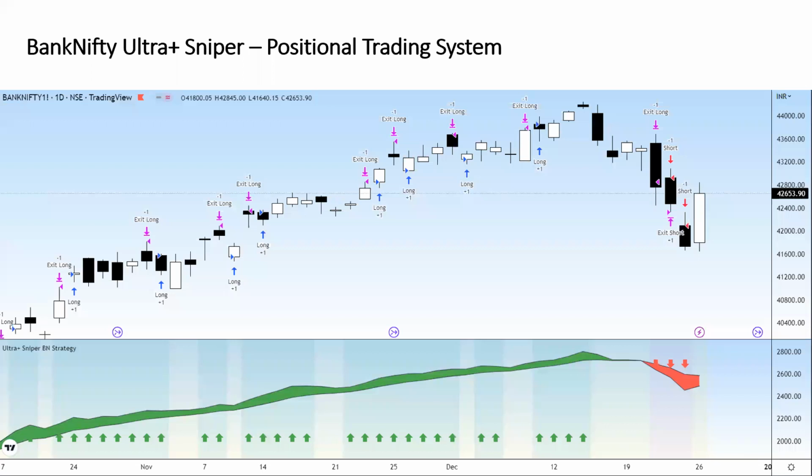So the next one is Bank Nifty Ultra Plus Sniper. Again, naam mein mat jao. This is just a fancy name given. But what it is, is a positional trading system where we use the plotting at the bottom to show whether the market is in a bullish trend or in a bearish trend.